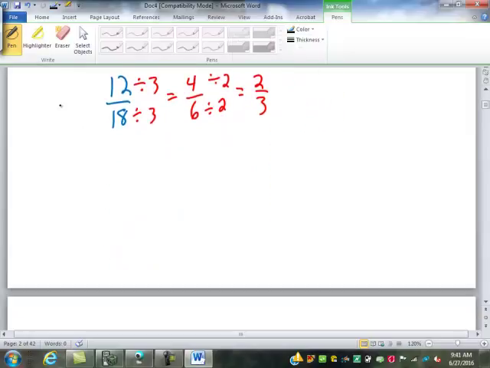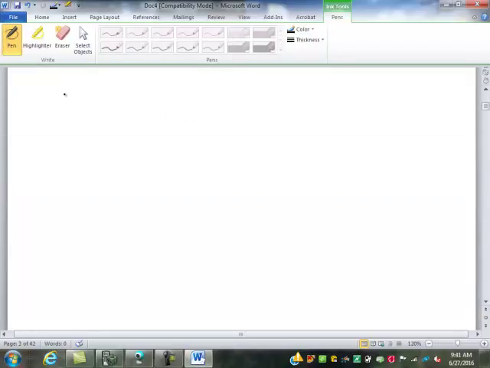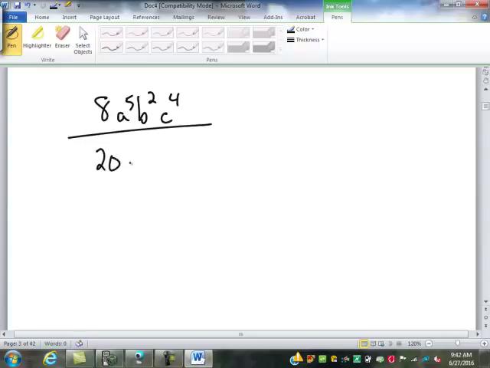So let's look at another one. Let's do 8, a to the 5th, b squared, c to the 4th, over 20, a to the 6th, c to the 7th. Where do I start? Start with my numbers. 8 over 20. What can both of those be reduced by?